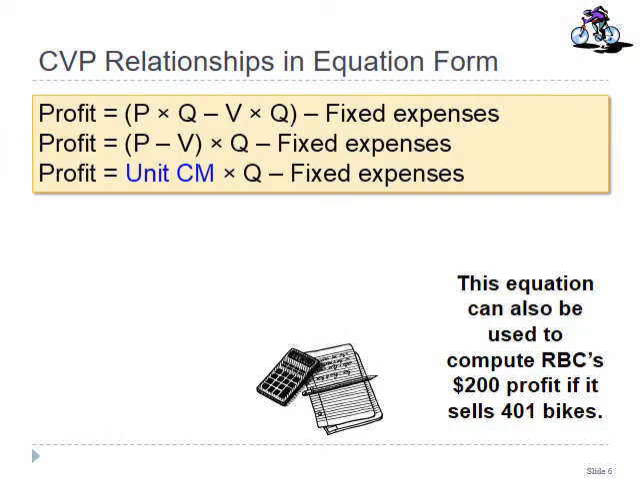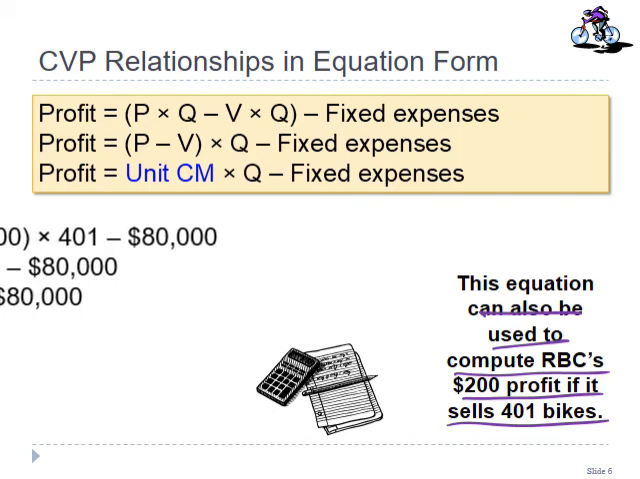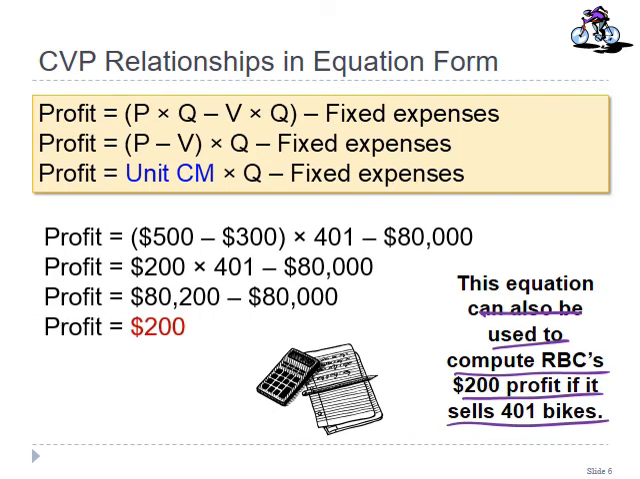So this equation can also be used to compute the profit for the bikes. Basically this is a proof that this equation is correct. So let's see here, we just put in the values. That is our sale price per unit of the bike minus its variable cost per unit. You multiply with the quantity, minus 80,000 of fixed cost, and the answer is 200, right? So this is the reduced form of our contribution margin profit equation.